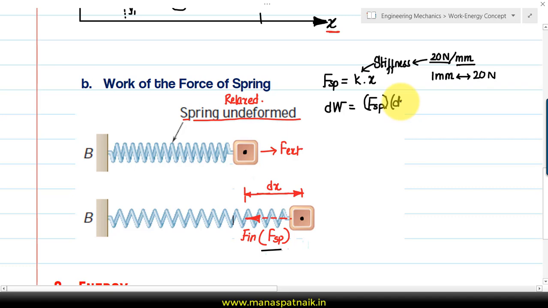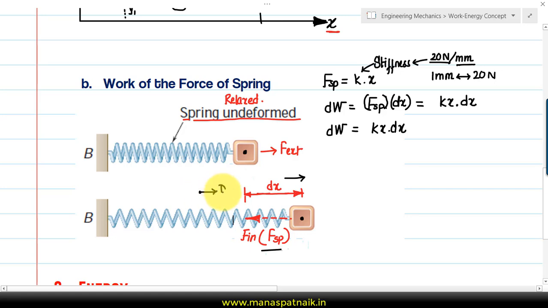How much is the deformation? It's dx. Very simple. So FSP can be written as kx multiplied by this dx. Let me write this one more time, dW is equal to kx dx. Now guys, watch this. Where is the displacement happening? Right hand side. Where is this spring force headed? Towards the left hand side.